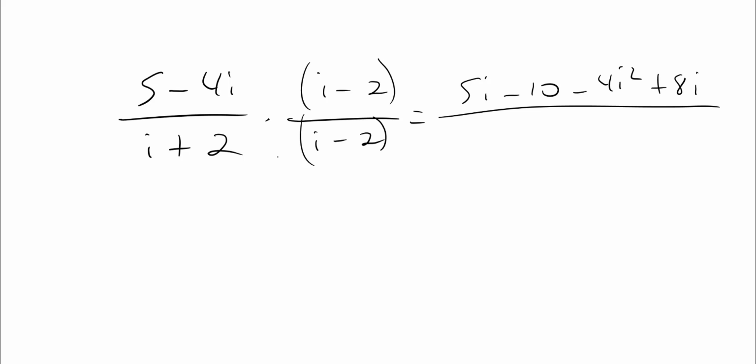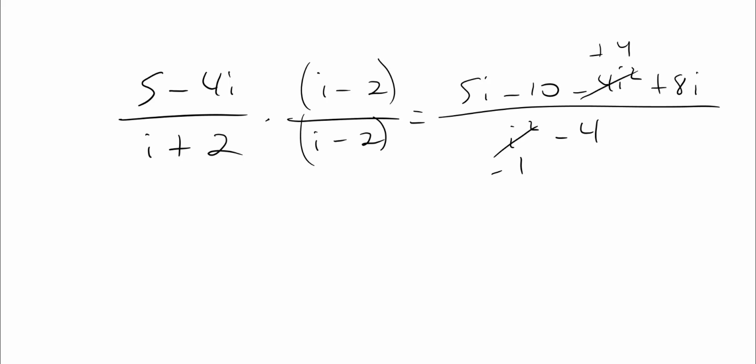Okay, on the bottom, it's just the first. i times i is i squared. Outer, inner cancel. And then last, 2 times negative 2 is negative 4. Okay, so that's plus 4 here and negative 1, because that's really 1 i squared, so it's now negative 1.